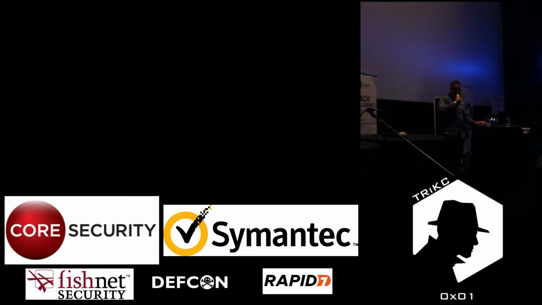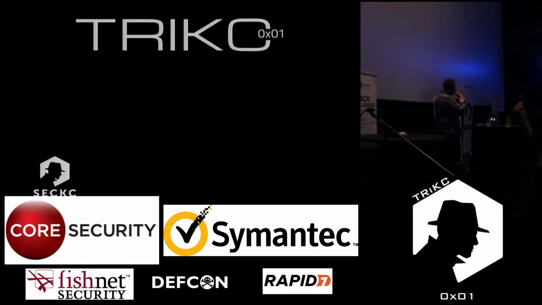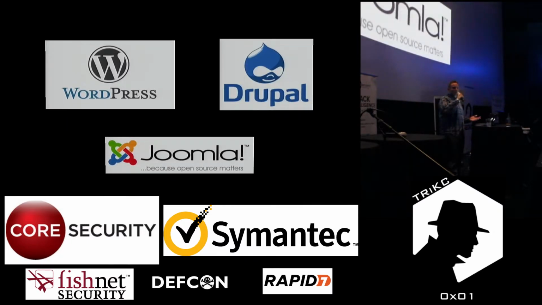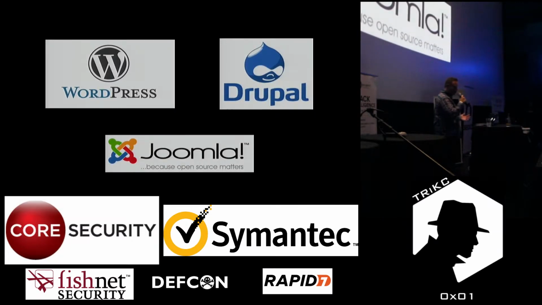All right, thanks, guys. Well, my name's Greg Foss. I work at Logarithm Labs up in Boulder, Colorado. And today, I want to show all of you how to break into common content management systems. The CMS systems that we're going to be looking into are WordPress, Drupal, and Joomla. These run some of the most popular web applications on the internet, like whitehouse.gov and all sorts of other sites. So let's jump right in.